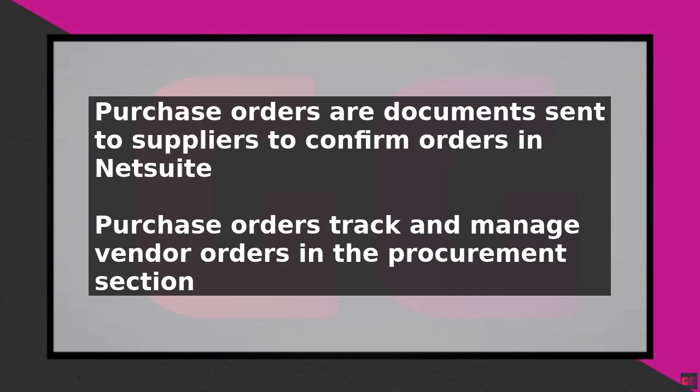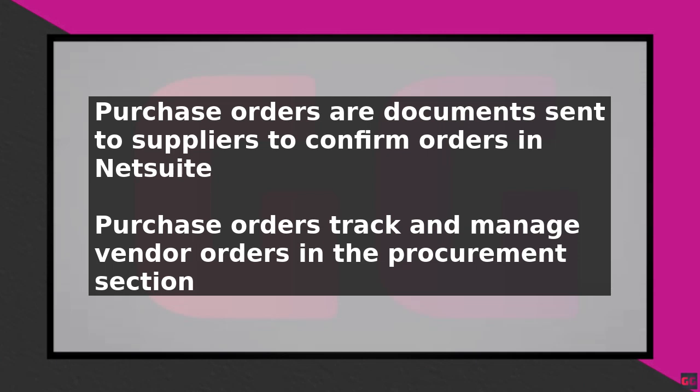In NetSuite, to begin with, it is essential to understand what a purchase order is. A purchase order is a document that a buyer sends to a supplier to confirm an order. In NetSuite, purchase orders are used to track and manage orders from vendors.